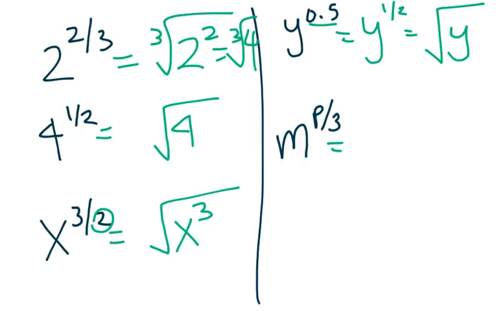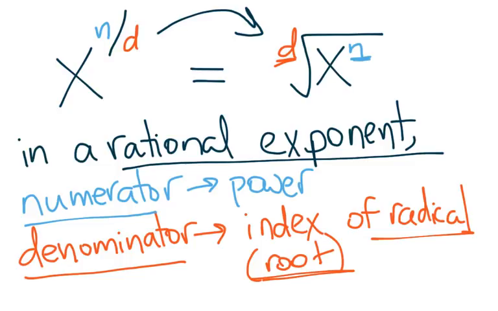And last but not least, m to the p/3. Our p is the numerator, therefore it's the power that m is raised to, and then our index is 3. So we're taking the cube root of m to the power of p. Again, in a rational exponent, the numerator ends up being the power that the base is raised to, and the denominator is the root, or the index, of the radical.